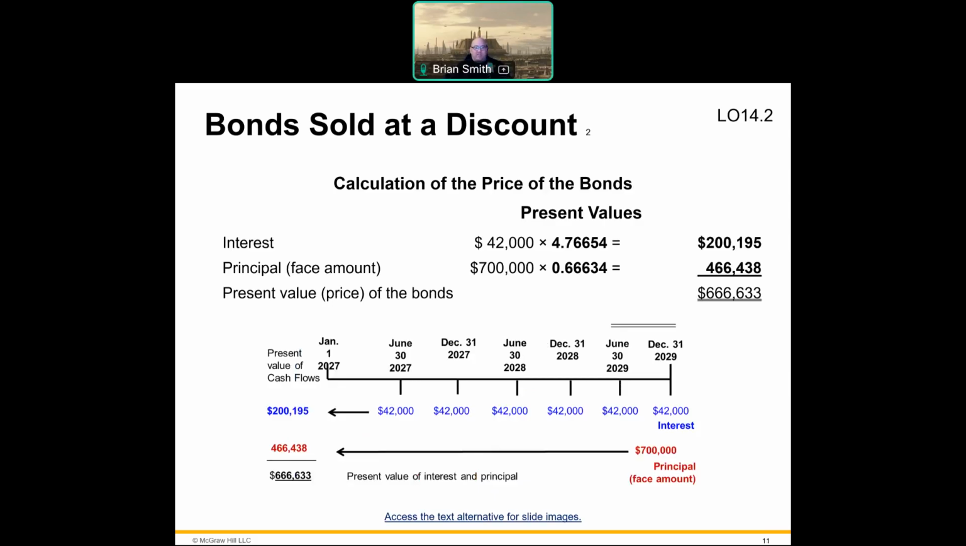Because our stated rate is 6%, we're going to do 6% of the bonds for $42,000 each year, no matter what, and that's going to be the total amount of interest we pay. But those added all together are not going to equal the actual present value of the cash flows. So we're going to have to do some amortizing in order to make our interest expense match up with what it really is.